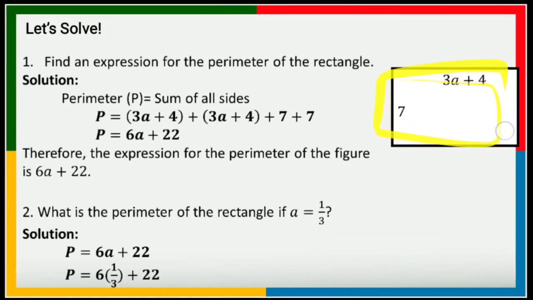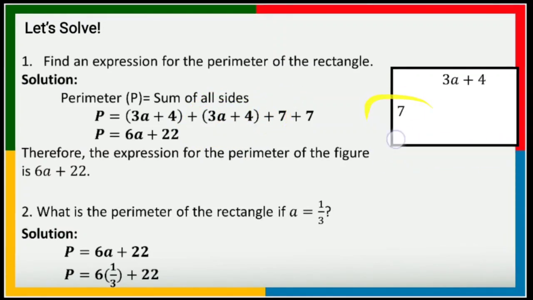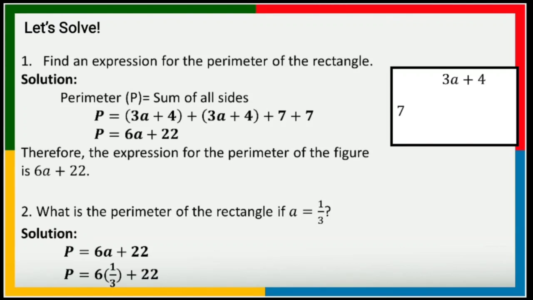So, 3a plus 4 plus 3a plus 4. The length of this side plus 7. Then plus 7, the length of this side. Then let's simplify. You have to combine similar terms.